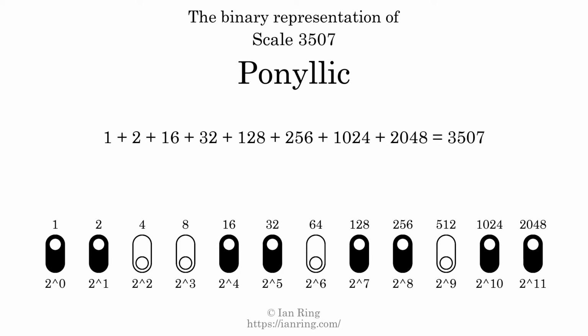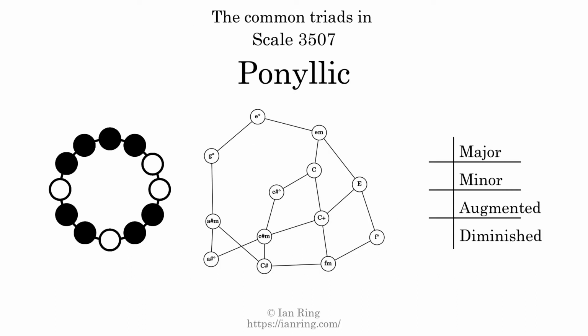The scale number not only enumerates the scale with a unique index, but it also literally describes the tonal content of the scale. Represented as a binary number in base 2, the scale number is 1101101100011. Here are the common triads present in this scale.